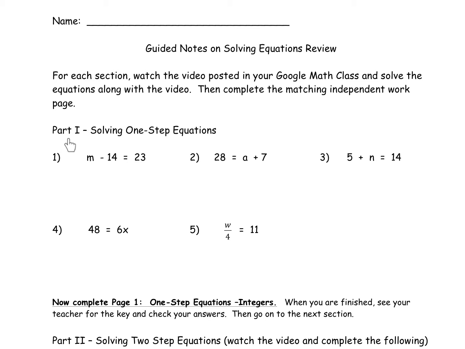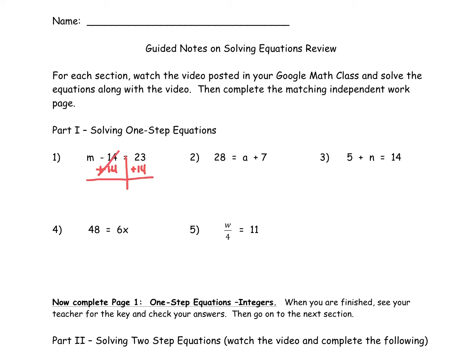So today we're going to work on part 1, which is solving one-step equations. So let's start with the first one. As you recall, we build our wall, we call the wall an equal sign. We always start on the side that has the variable, which is an alphabet letter, and we look at what operation is happening. So we're taking our unknown number minus 14, so we're going to do the opposite. We're going to add 14, and we do this to both sides. It's called balancing your equation.